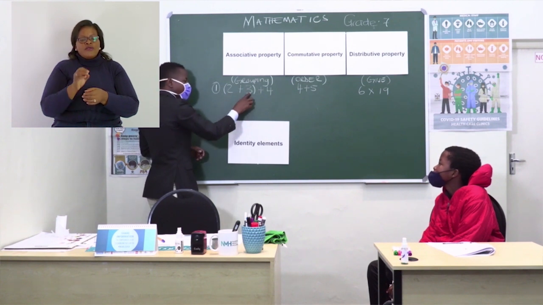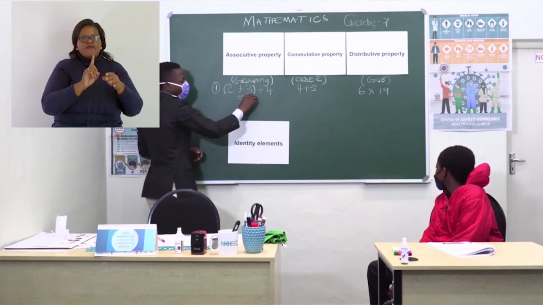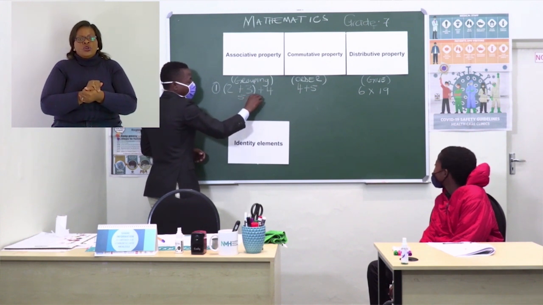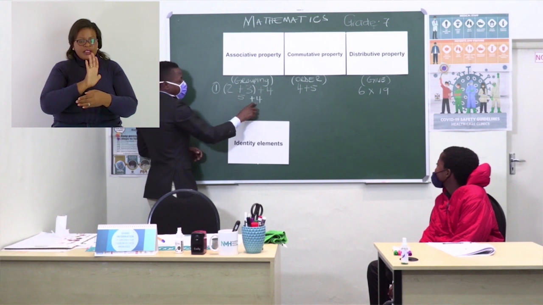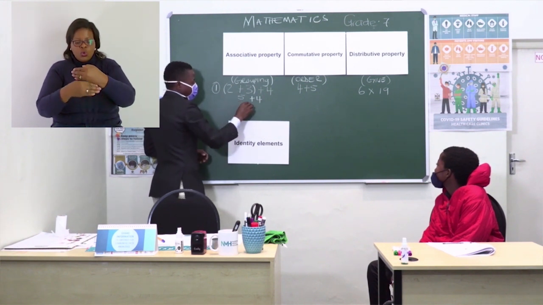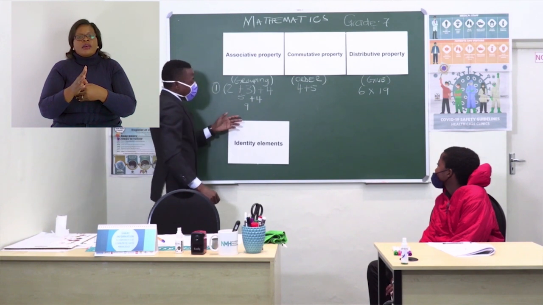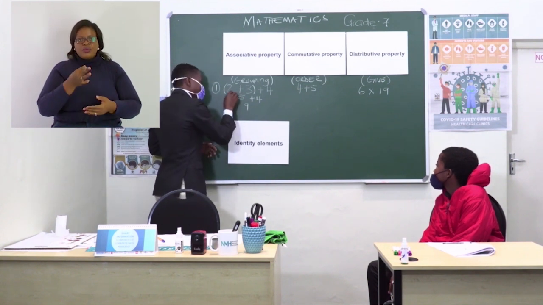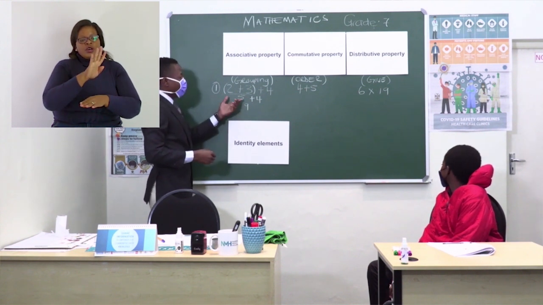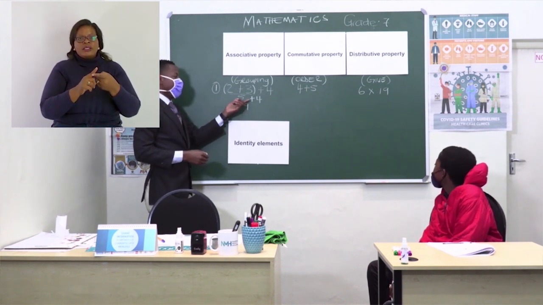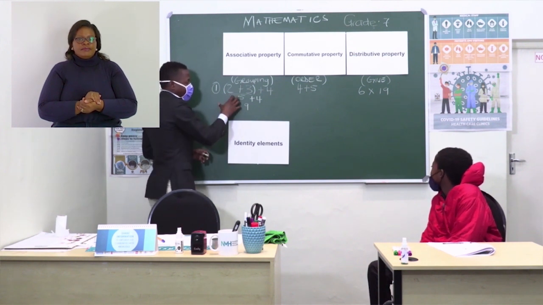So if I do this first, I will get a 5, and I'll add a 4, then it's much easier for me to get a 9. I decided to start with 2 plus 3 because I know it will give me 5, and if I add 4 to 5, I'll get a 9. That is just one method.